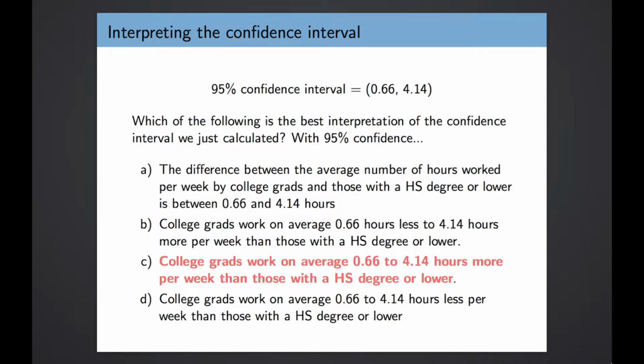So the differences between these options are a little bit subtle, but the best and most useful interpretation of this confidence interval is that college graduates work on average 0.66 to 4.14 hours more per week than those with a high school degree or lower. We know that with 95% confidence. So that tells us not just that there's a difference between these groups, but what the lower bound and upper bound are on the size of that difference, and correctly tells us the direction of that difference, that college graduates are on average working more per week than people with a high school degree or lower.